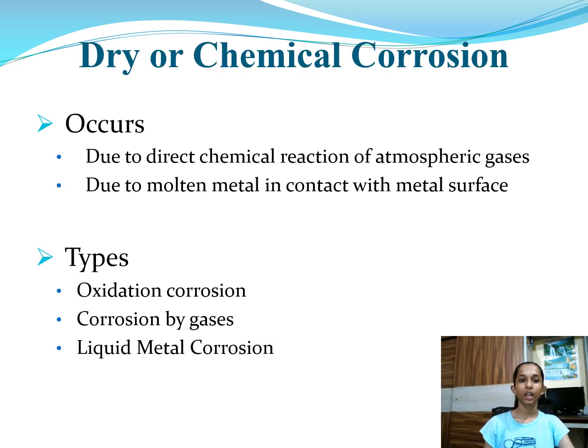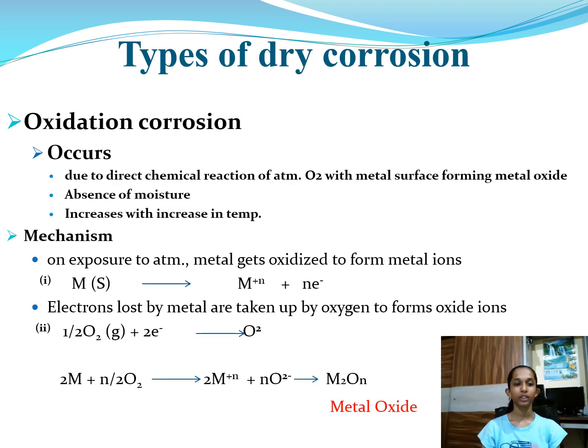Dry or chemical corrosion occurs due to direct chemical reaction of atmospheric gases, or due to molten metal in contact with the metal surface. Types of chemical or dry corrosion are oxidation corrosion, corrosion by gases, and liquid metal corrosion. First one is oxidation corrosion. It occurs due to direct chemical reaction of oxygen in the atmosphere with the metal surface, forming metal oxide, in the absence of moisture or due to increase in temperature.